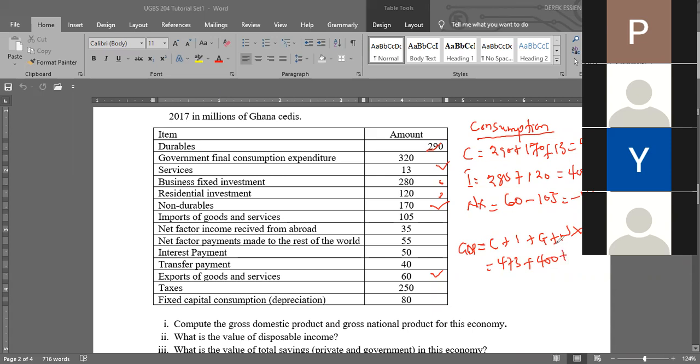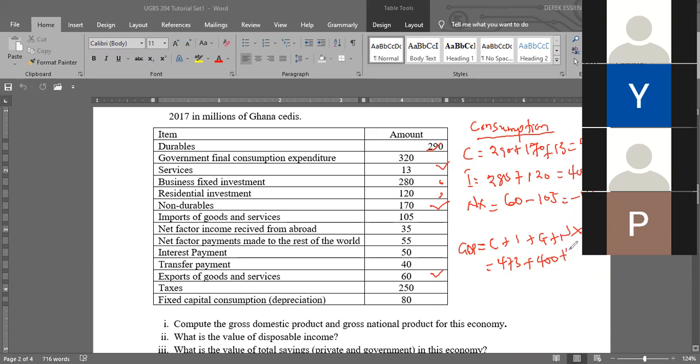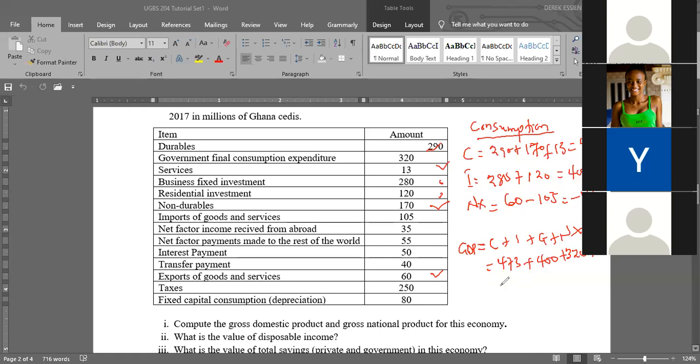What is our government expenditure? 320. Plus our net export. Remember, it's negative 45. I hope you can see the 45. All right, so when you add everything, we get 1,148. Now the next thing is to calculate what? GNP.